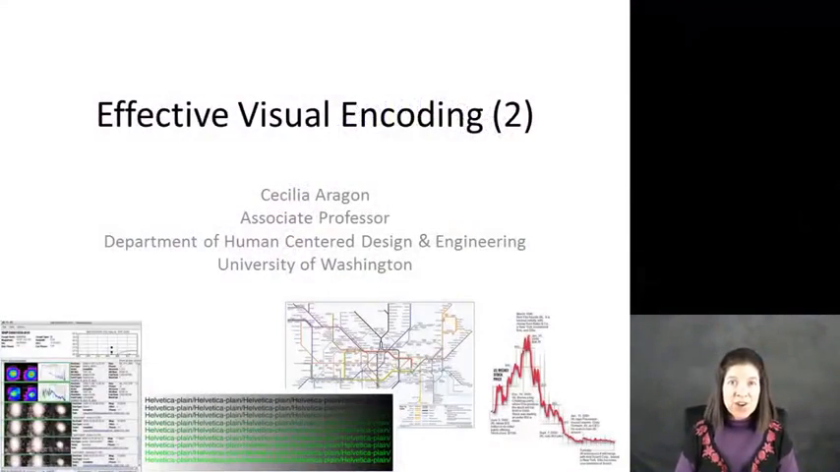In this final lecture on effective visual encoding, we're going to start with two quick exercises on effective presentation of data, and then we're going to discuss 5 key techniques for increasing the amount of information represented by spatial position.